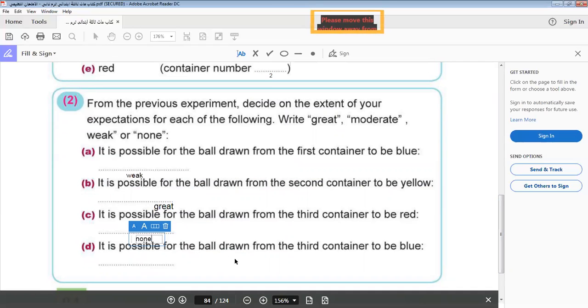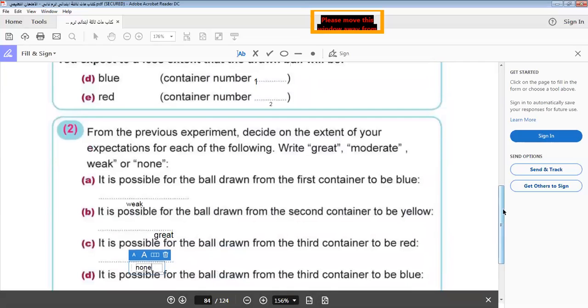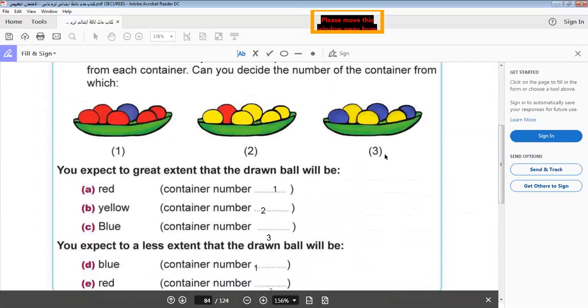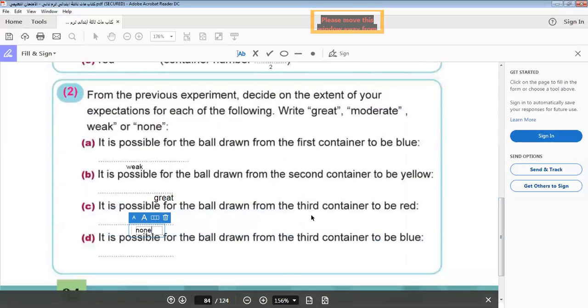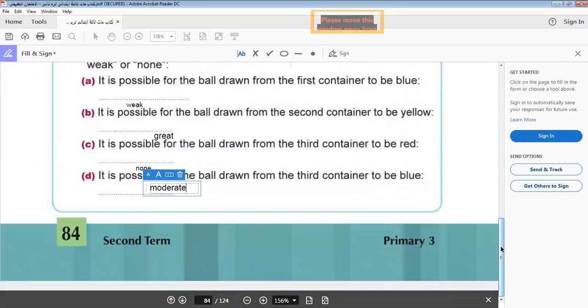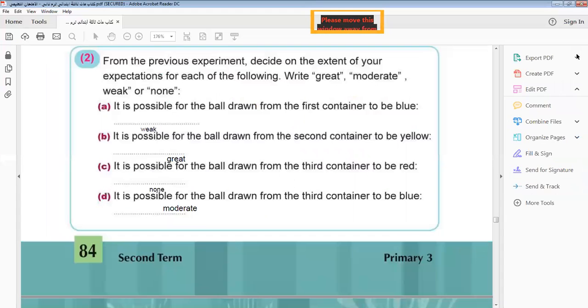It is possible for the ball drawn from the third container to be blue. You have 3 blue and 3 yellow, 50-50, half and half. So it is even. It is moderate. And that's page 84.